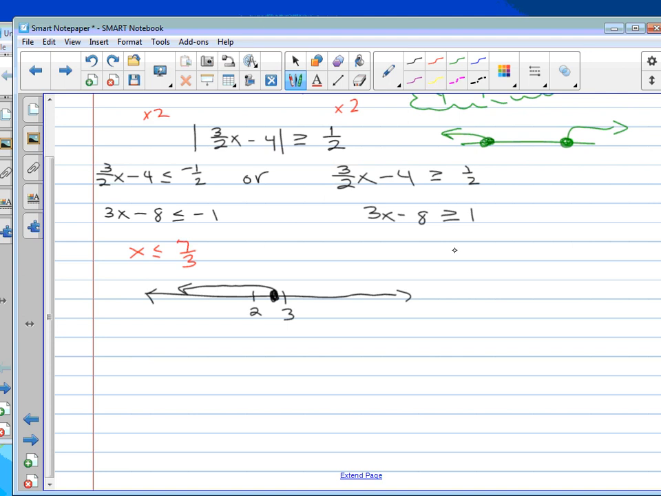Over here, what does x end up being? Greater than or equal to... Why did you put 7 over 3 in between 2 and 3? 7/3, if you did it as a decimal, would be 2.3 repeating. Oh.